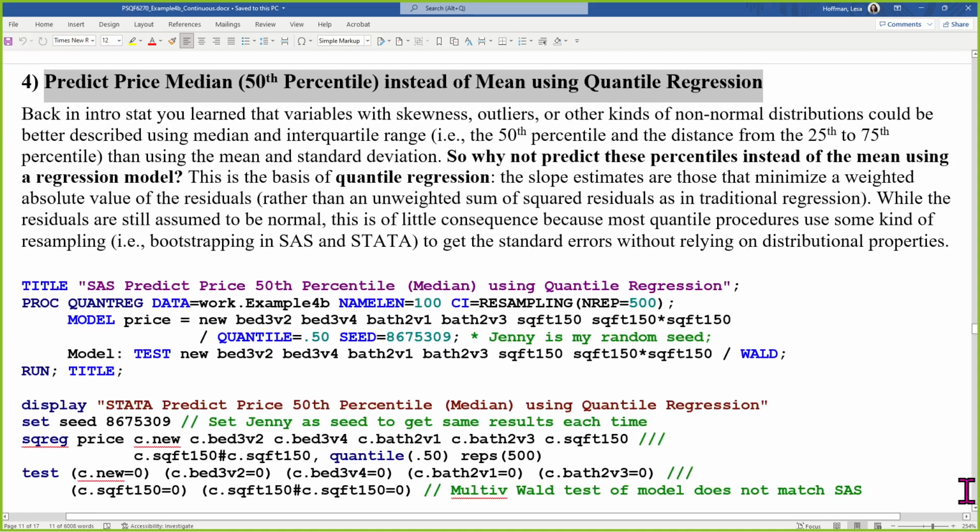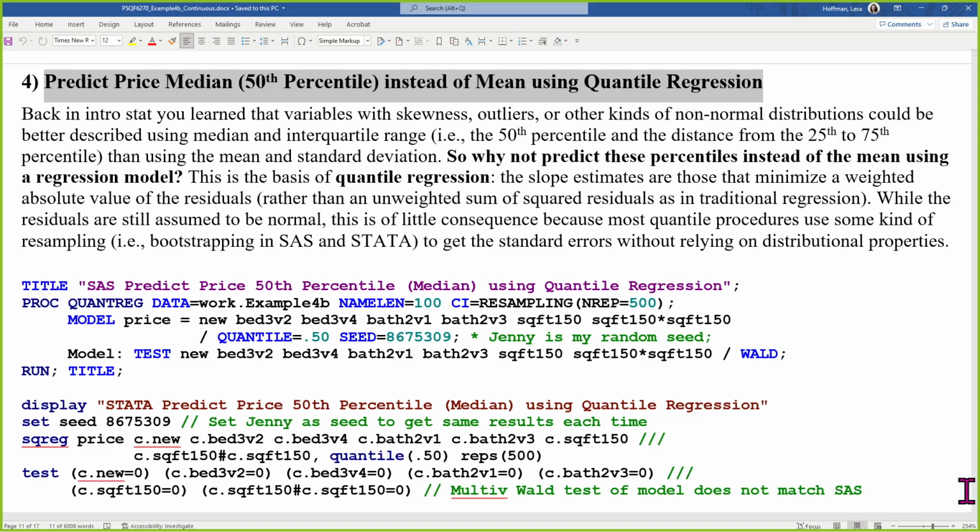The mean is sensitive to outliers. Yeah, the mean is sensitive to outliers. And why isn't the median sensitive to outliers? Because it drops just about everything other than the middle value. Yeah, I mean, the median is literally the middle value.